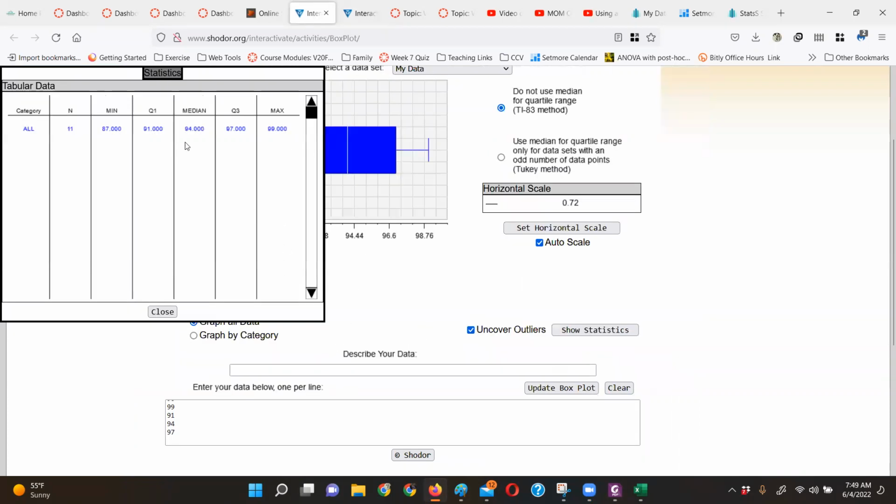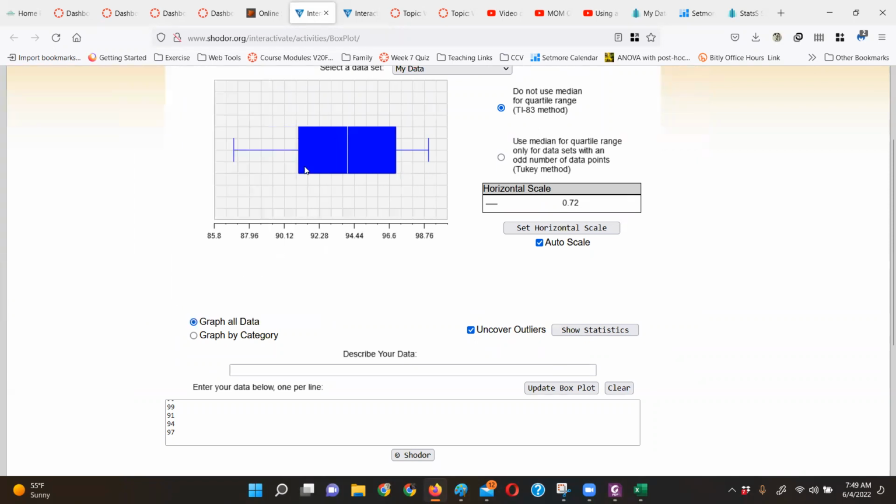Notice that the median is 94. Not a whole lot of difference between 94 and 94.27. I'm going to make the case that this is a symmetric distribution. If you look at the box plot, that looks pretty symmetric. There's a little tail here, but the rest of it looks pretty symmetric.